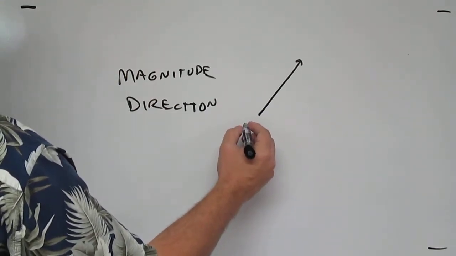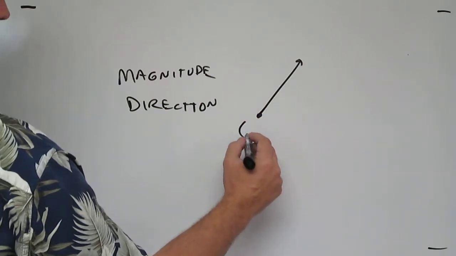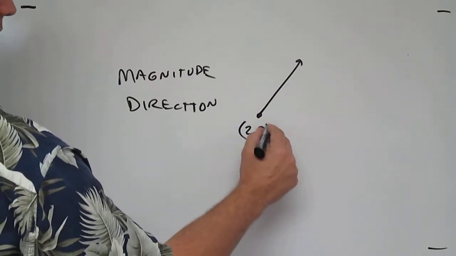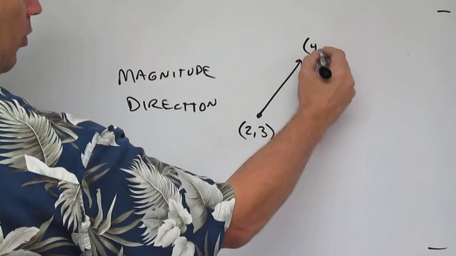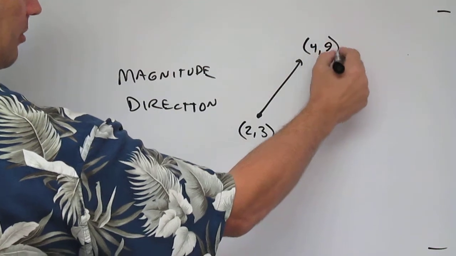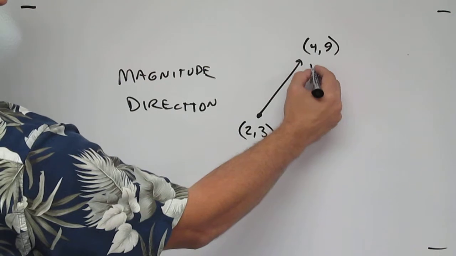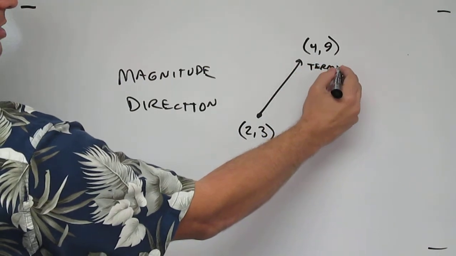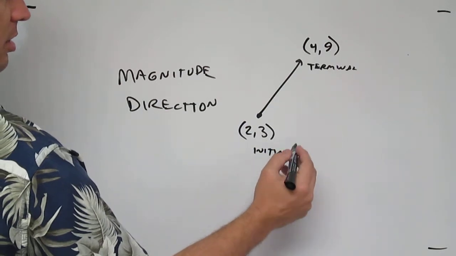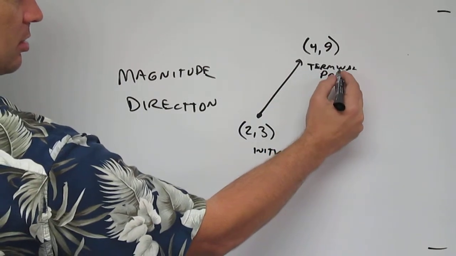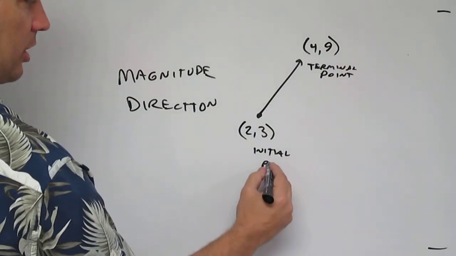So if I put this in a coordinate plane and maybe had the initial point start at something like 2, 3, and I go up to 4, 9. Okay, so that's where my terminal point is. So that's terminal, that's where it ends. And here's initial. Terminal, that is spelled right, terminal point, initial point.